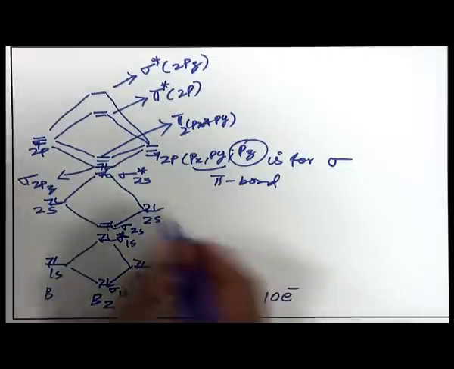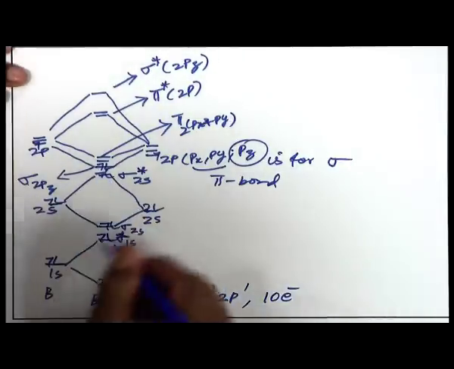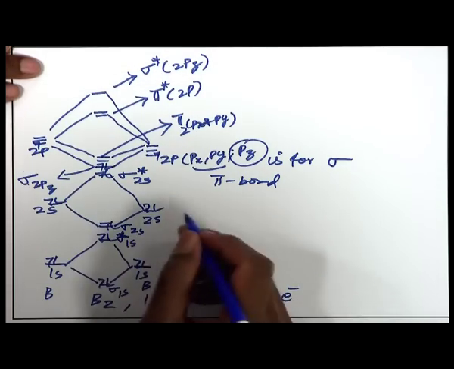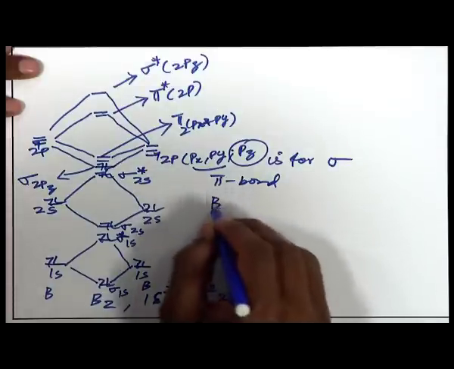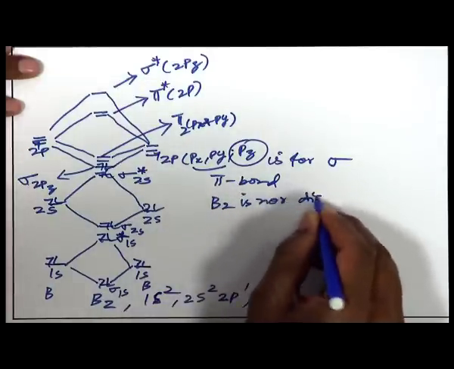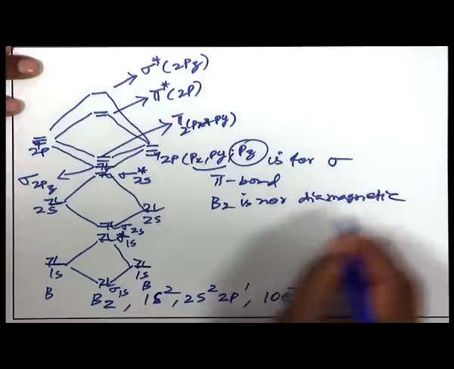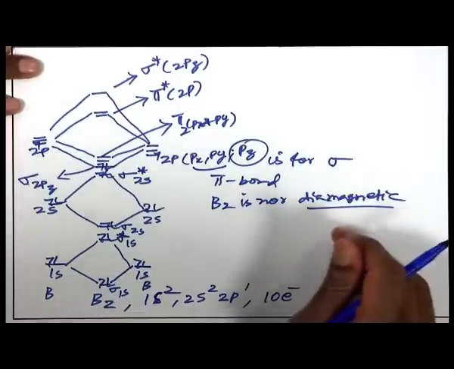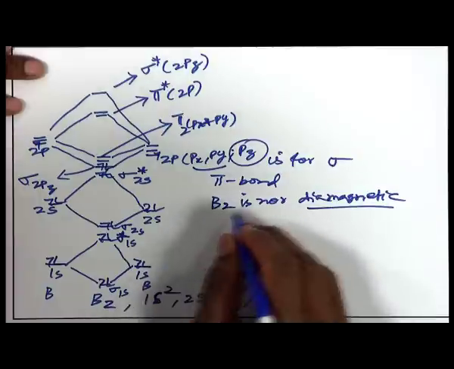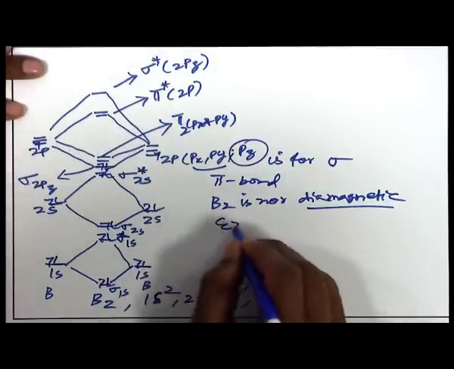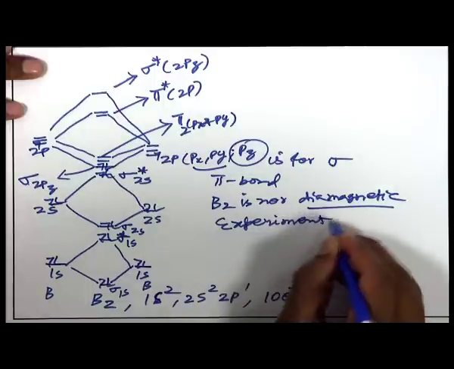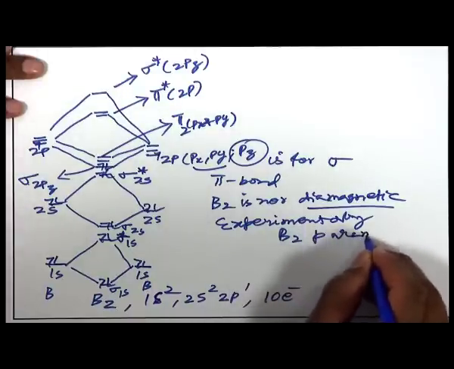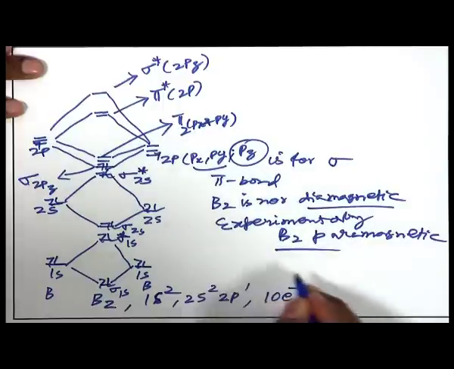Now if you look at that, both electrons are in one orbital, that is the sigma orbital. That means the molecule is diamagnetic as of now. Actually it is not diamagnetic, experimentally B2 is not diamagnetic. Diamagnetic means electrons are paired up. Paramagnetic means there is a presence of at least one unpaired electron. So B2 is not diamagnetic. Experimentally B2 was found to be a paramagnetic molecule.